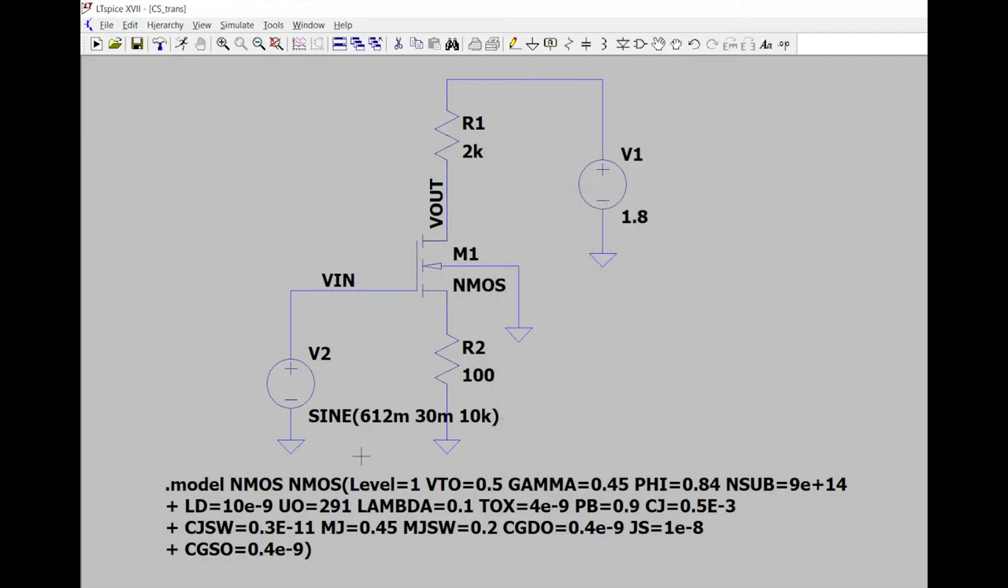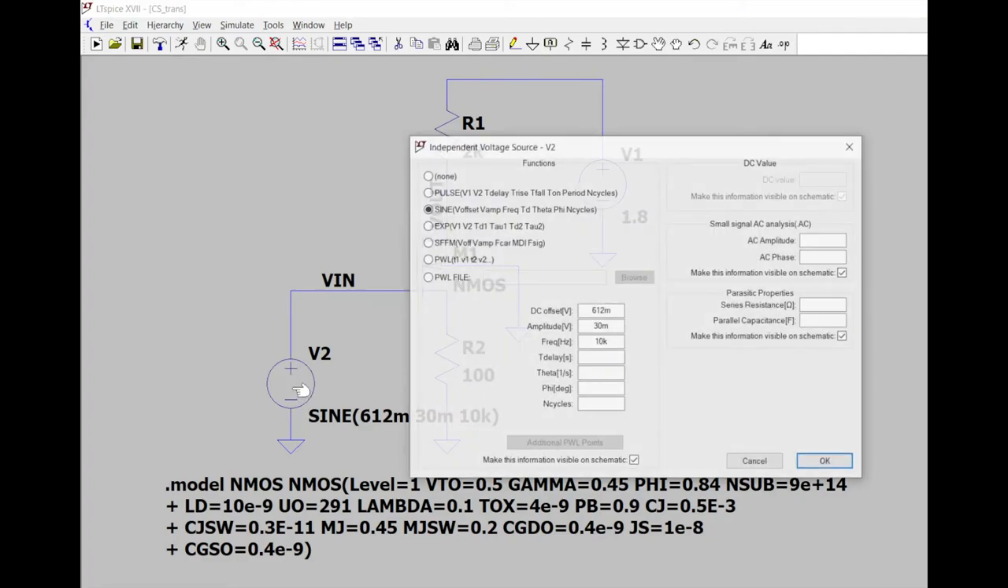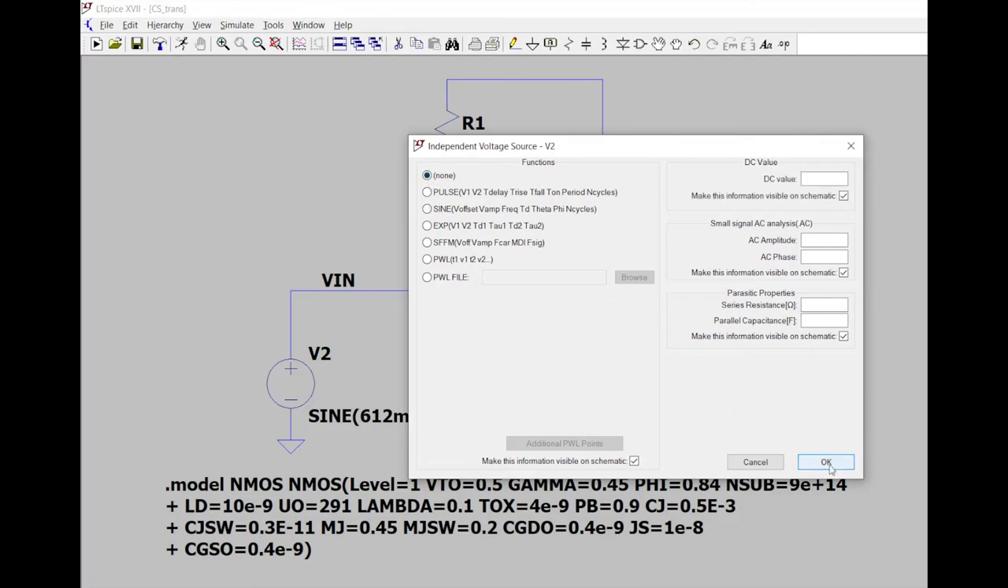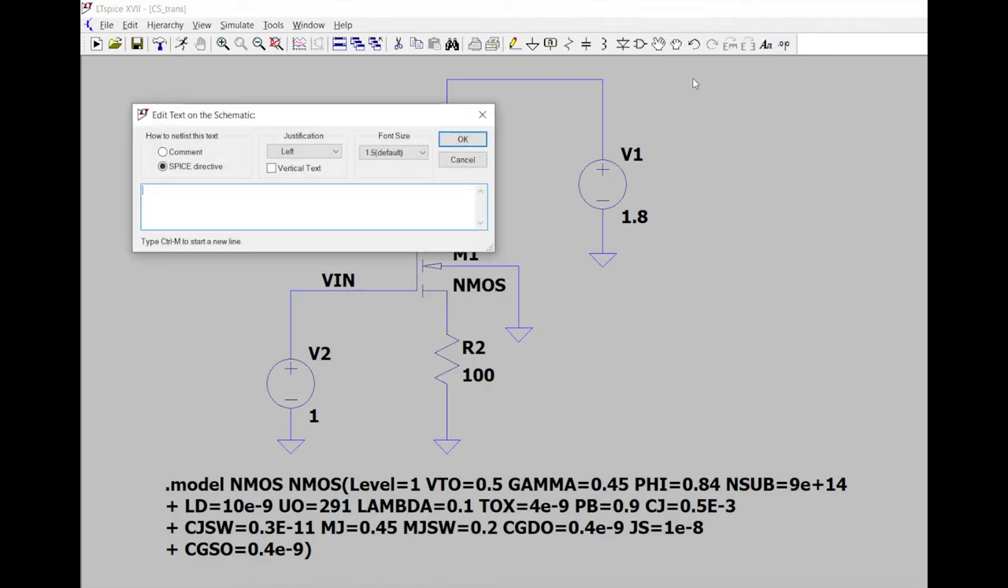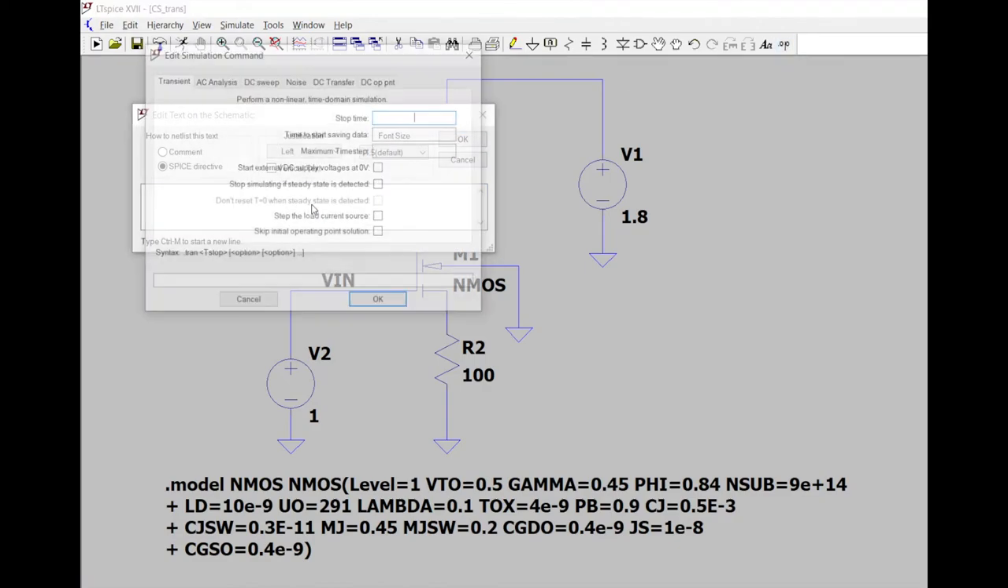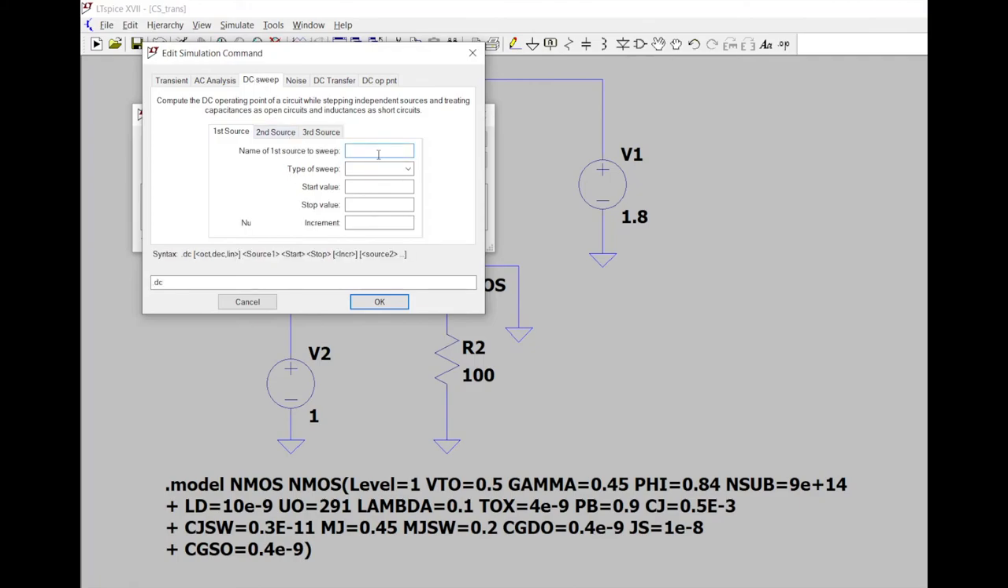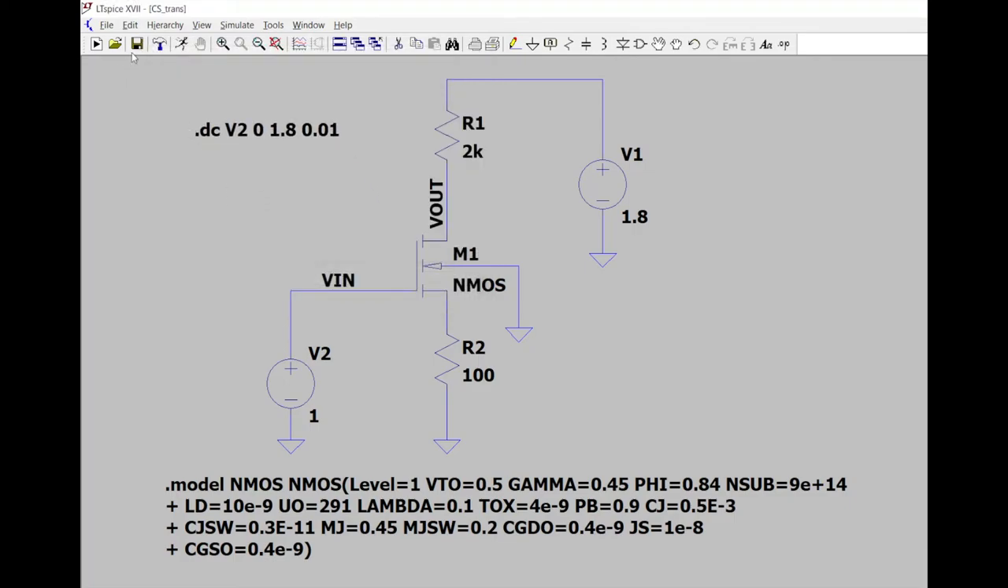Let's do the DC sweep now. Again, we need to change this one to a simple one. For the DC value, you can give 1 volt. Note that you need to give a DC value, otherwise sometimes it will show an error. Of course we are sweeping this voltage, so this value has no meaning, but you should just put some value here. Again, edit, DC sweep, from source V2, sweep linear 0 to VDD, which is 1.8 volt, and increment of 0.01. Save it.